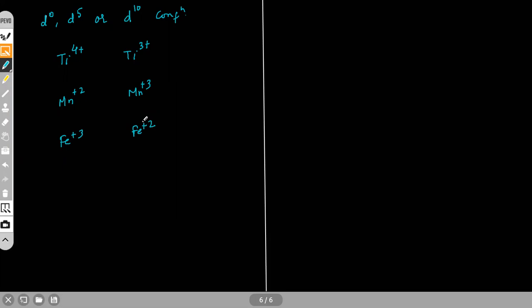Ti 3 plus, Mn 2 plus and Fe 3 plus. Can you tell me the configuration of Ti 4 plus, Ti 3 plus? Why Ti 3 plus? It should be Ti 4 plus, right? Ti 4 plus has noble gas configuration.